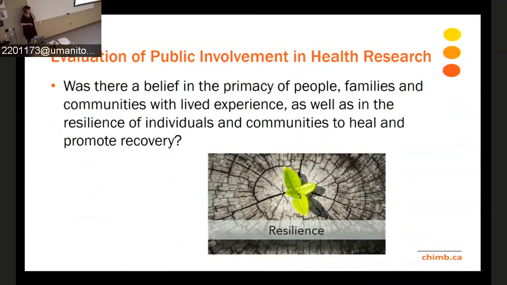Was there a belief in the privacy of people, families, and communities with lived experience, as well as in the resilience of individuals and communities? Did we use a strengths-based approach? Did we talk about resiliency? Did we respect patient partners? How did we help?